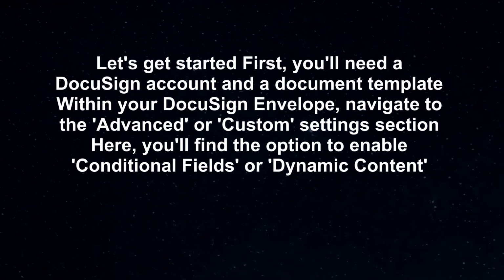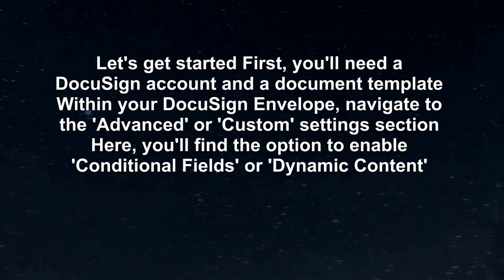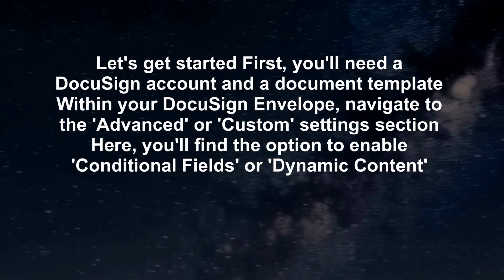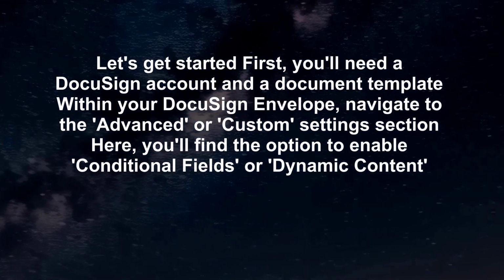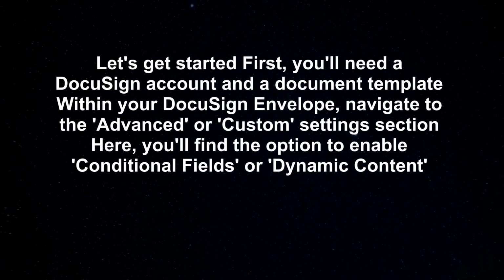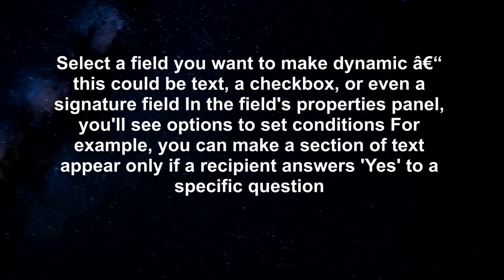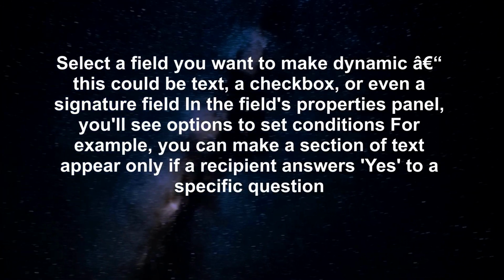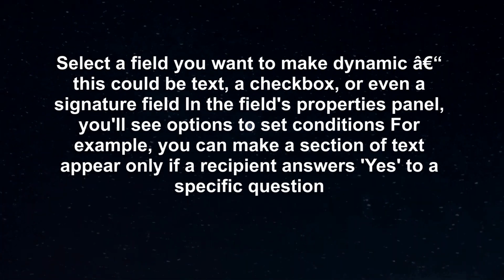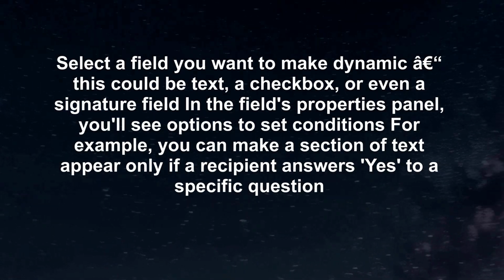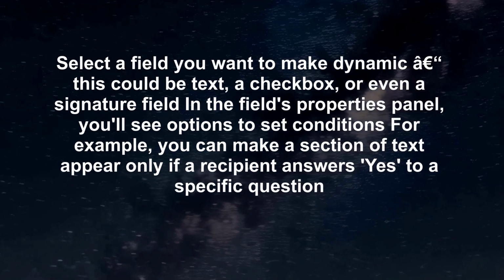First, you'll need a Docusign account and a document template within your Docusign envelope. Navigate to the Advanced or Custom Settings section here. You'll find the option to enable conditional fields or dynamic content. Select a field you want to make dynamic. This could be text, a checkbox, or even a signature field.